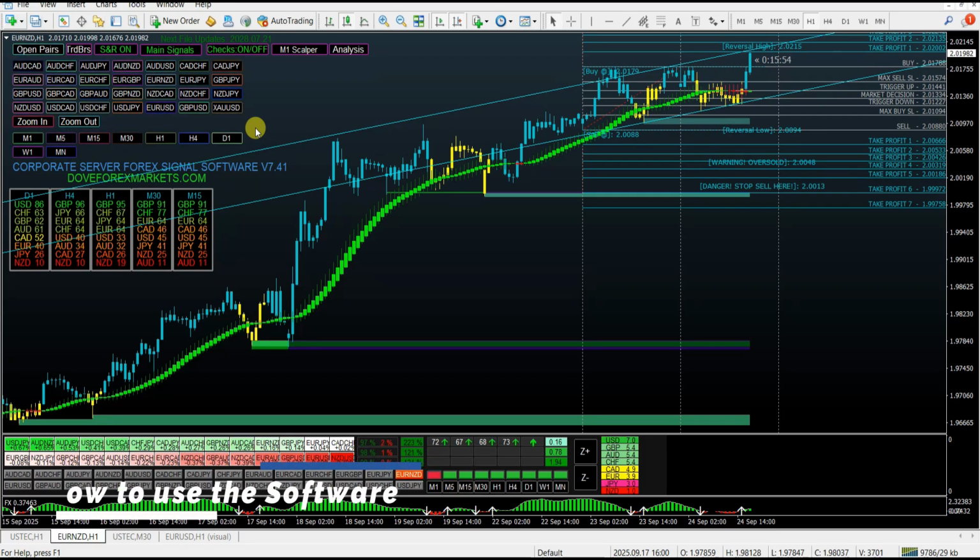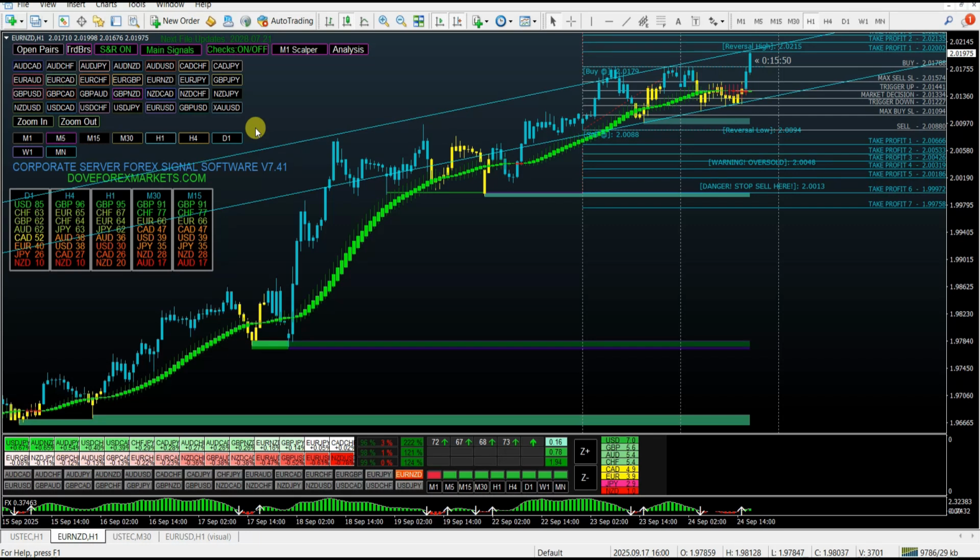How do I use the Corporate Saver Forex Signal software? This is the question that has been coming from many traders that have been wanting to buy the software. How do we use the software? How do we go for signals with the Corporate Saver Forex Signal software? What you have to do, the first thing first, is look through the pairs.